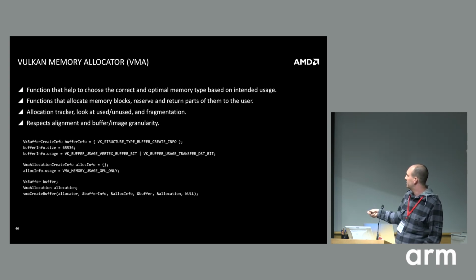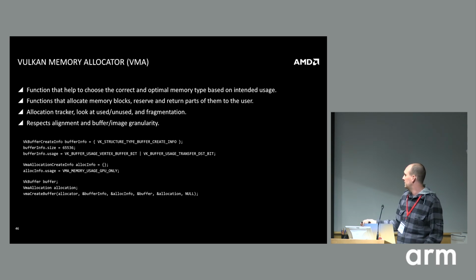It has functions that help you choose all of the layouts and sizes and alignments. It's got stuff that can allocate blocks of memory, and you can sub-allocate from that. It works on 256 meg blocks, or you can configure the block sizes you want to use. It's got a tracker built into it, so it's keeping track of where everything is. It respects all of the alignment and buffer granularities and all of that good stuff. It works on every platform that we know of, I think. And that's how it looks.